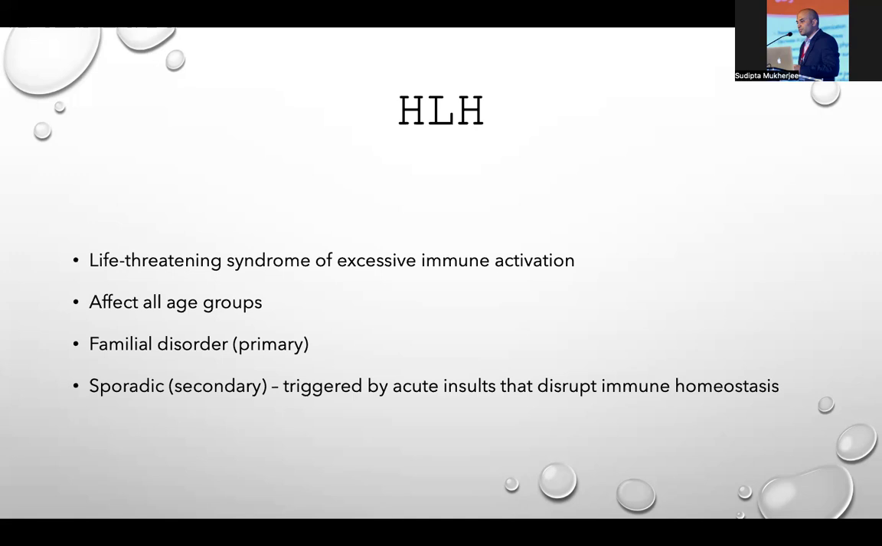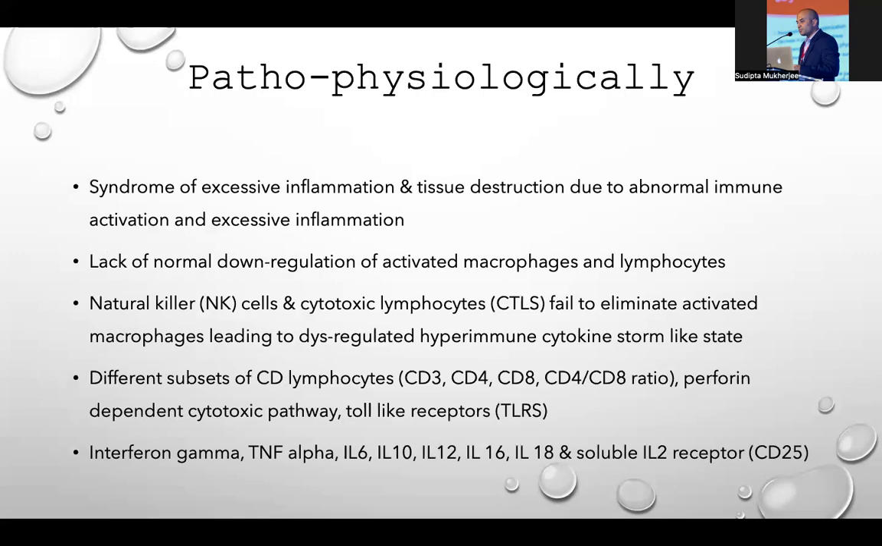It can be a familial disorder called primary HLH, or it can be sporadic or secondary HLH, where it is triggered by acute insults that disrupt immune homeostasis. If you look at the pathophysiology of the disease, it's a syndrome of excess inflammation and tissue destruction, as I mentioned, due to abnormal immune activation and excess inflammation. There is a lack of normal downregulation of activated macrophages and lymphocytes.